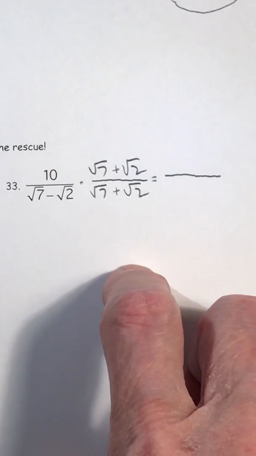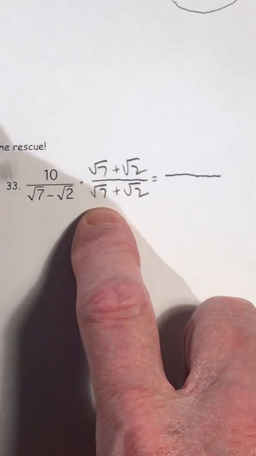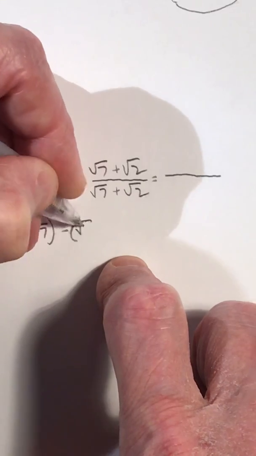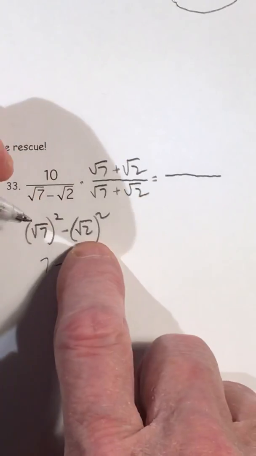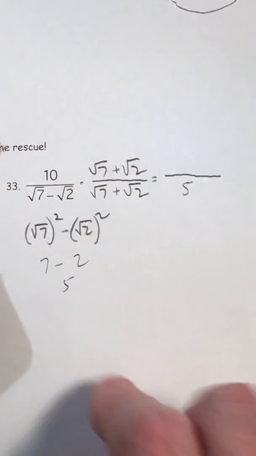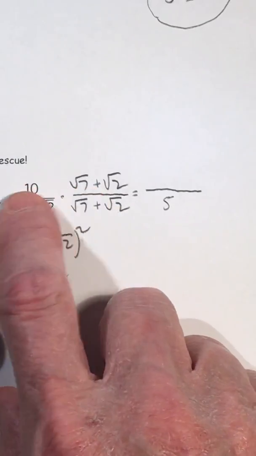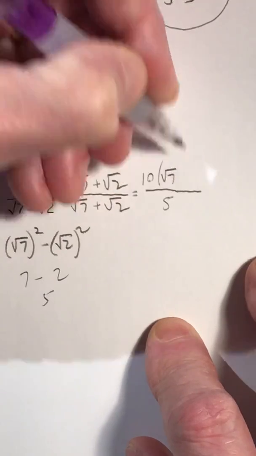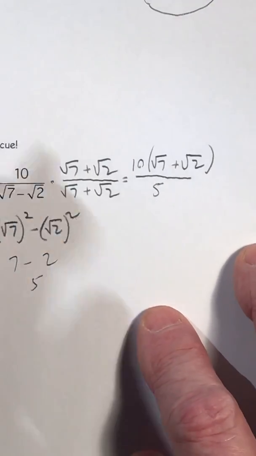Using the idea of conjugates as a shortcut, the answer for the denominator will be the square of the square root of 7, take away the square of the square root of 2. Square of the square root of 7 is 7. The square of the square root of 2 is 2. 7 take away 2 is 5. The denominator is 5. Now, if I multiply this out, I get 10 root 7 plus 10 root 2. If I write it this way, it makes the final step a little easier to do, a little easier to see.